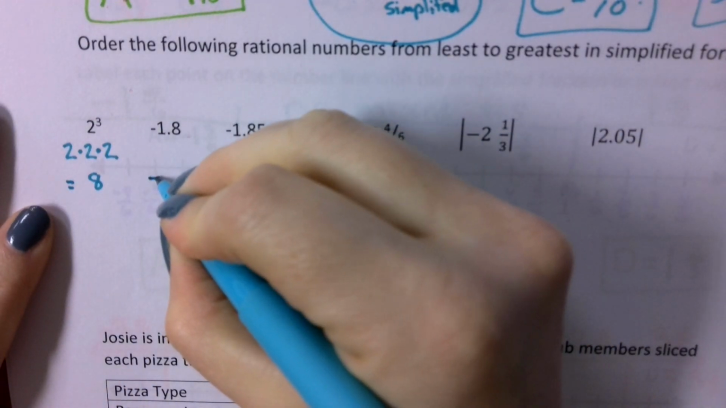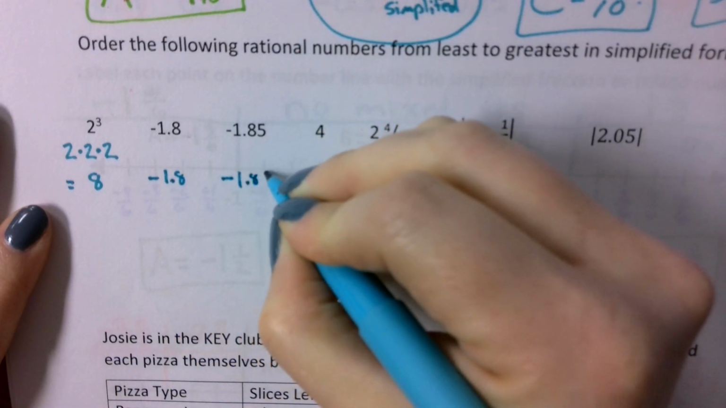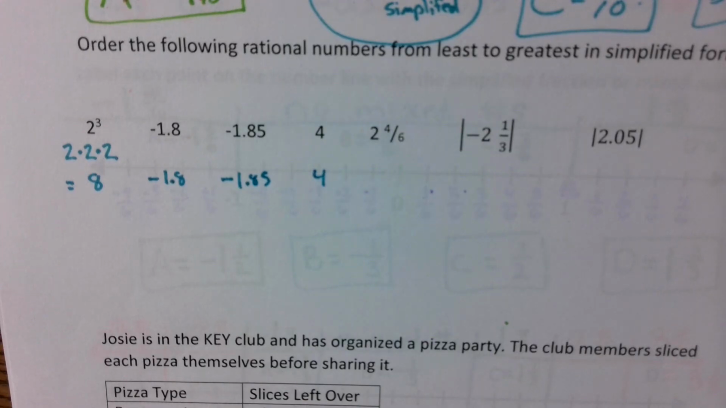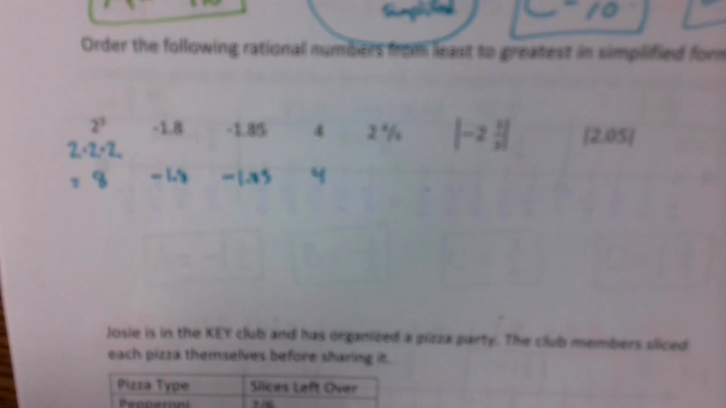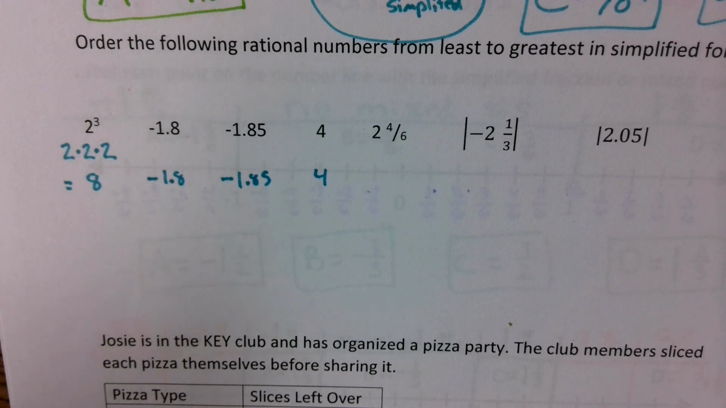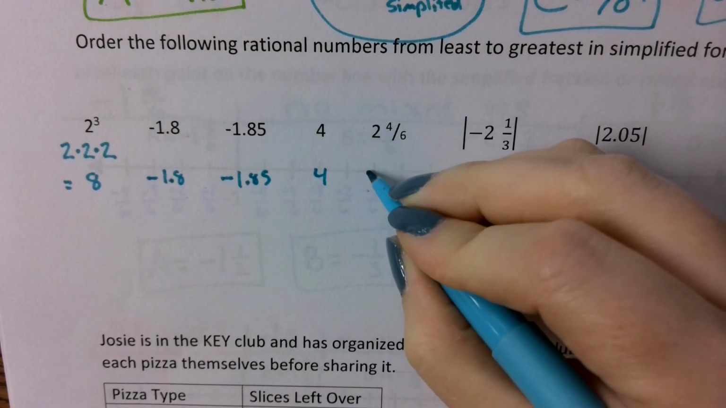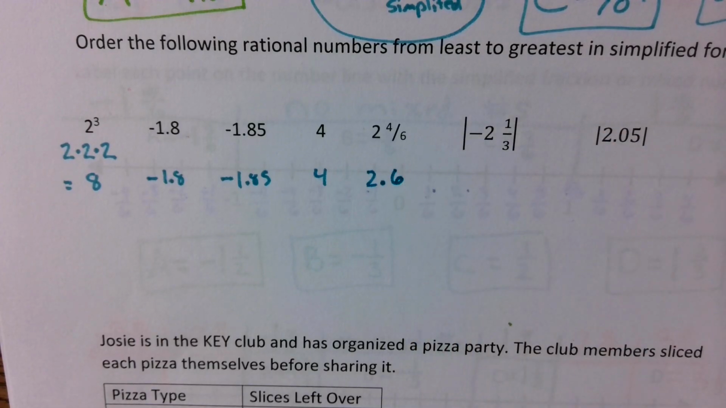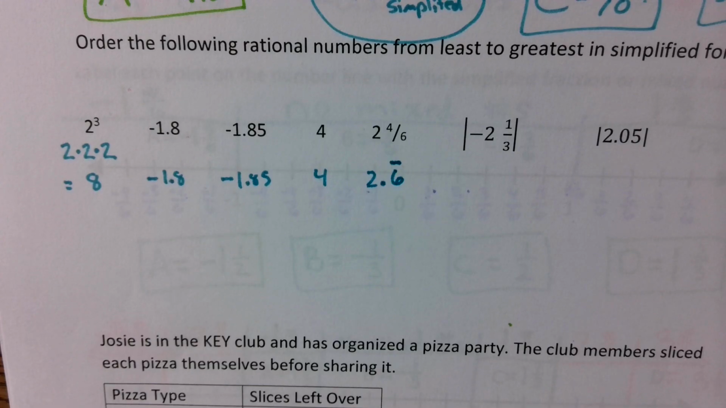Then we've got a -1.8, and then we've got a -1.85. Then we've got a 4. Oh, now we've got a fraction. So remember, we don't like to compare them when they're in fraction form. So what do we convert it to? A decimal. So 2 and 4/6 is actually going to come out to 2.6 repeated. That 6 is going to keep repeating. So we're going to put a bar over the top.